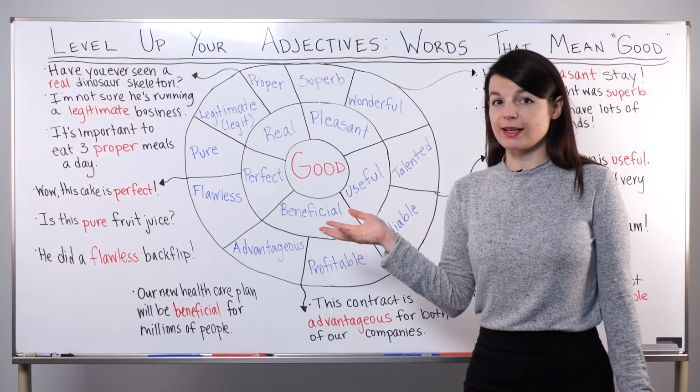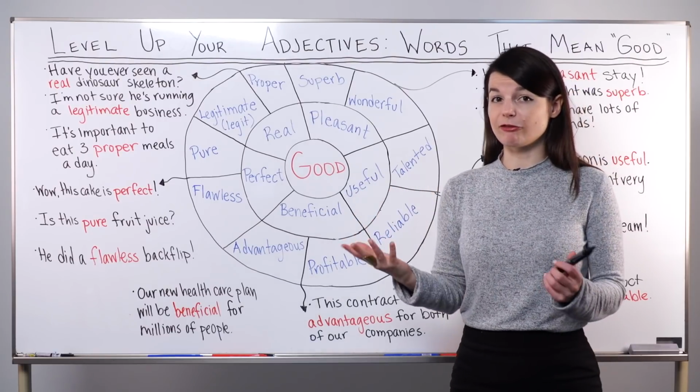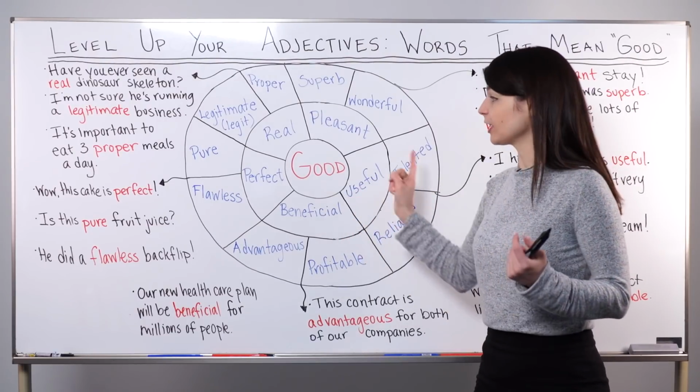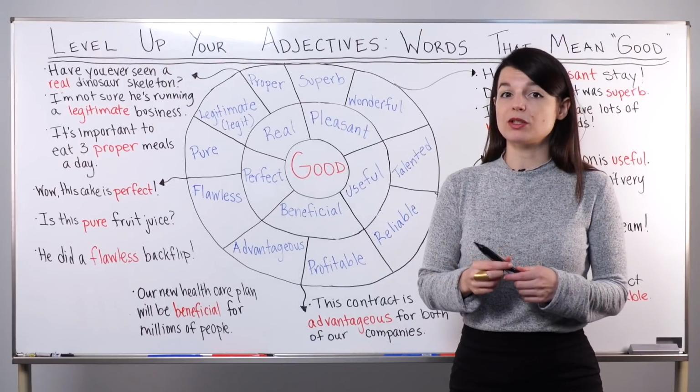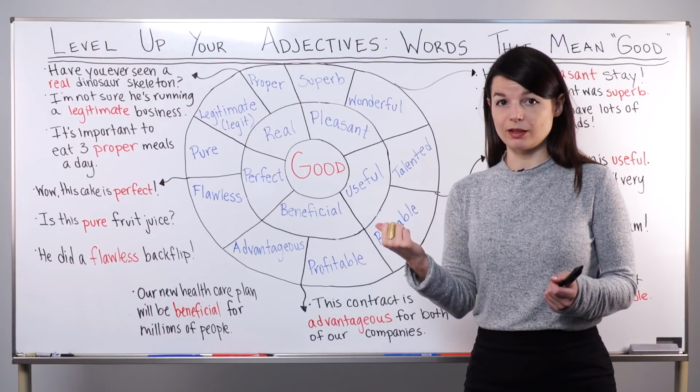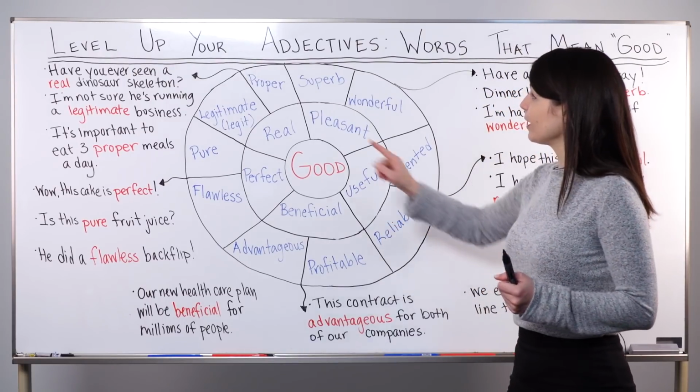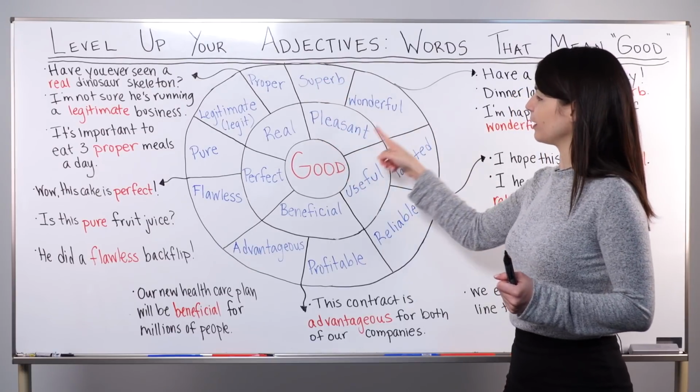So the aim of this lesson is to help you understand some differences between these kinds of adjectives and to give you some example situations where you might use these words. So I want to begin with this part of the wheel here.